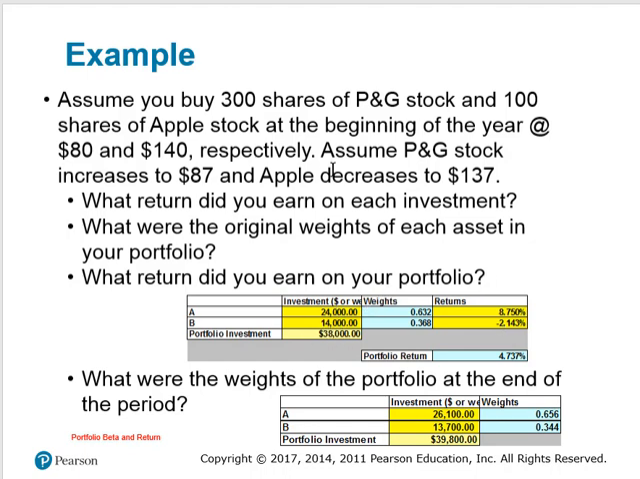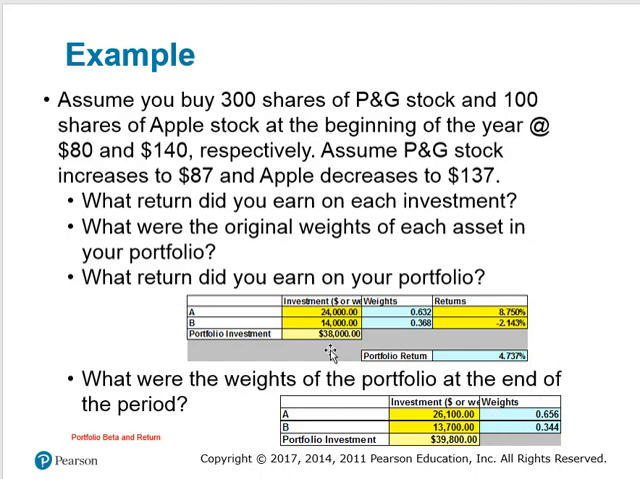Now, how much is invested? In the beginning, it was 300 shares at $80, so that's $24,000. 100 shares at $140, that's $14,000. So we have a total investment of $38,000, which is 63.2% in P&G, and 36.8% invested in Apple. So the rate of return on this investment, based on the beginning values, was 4.73%.